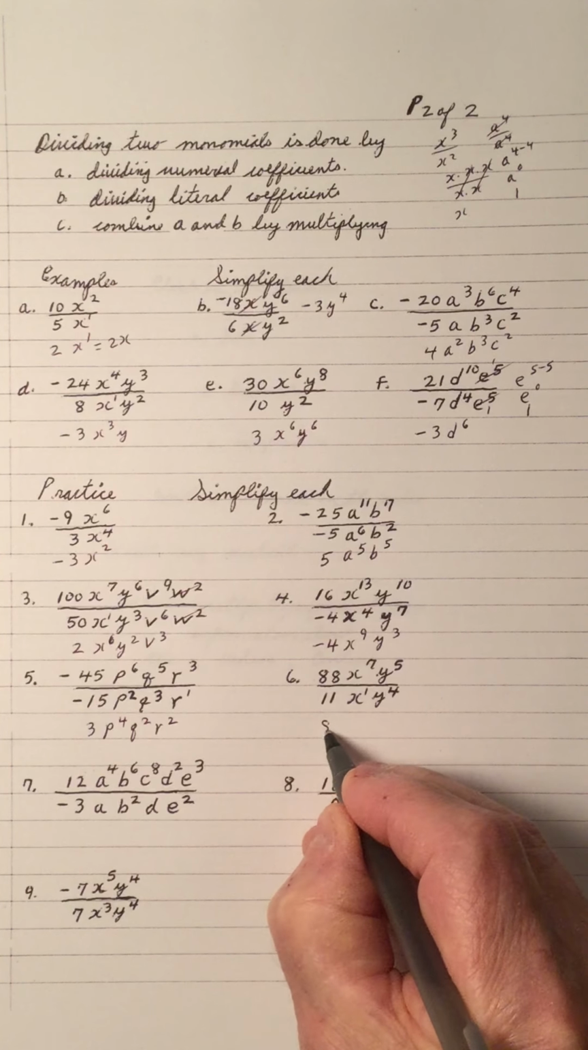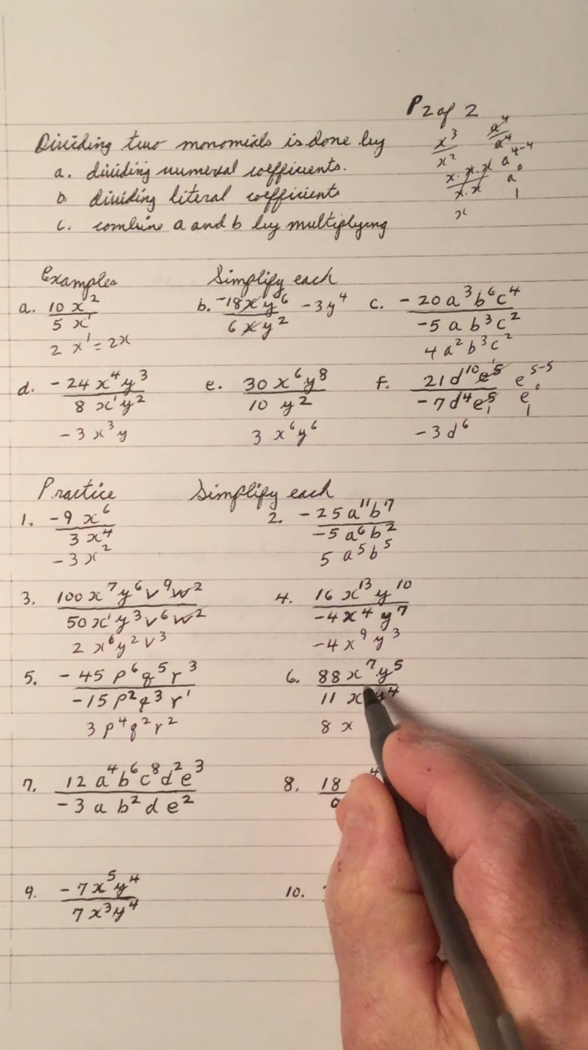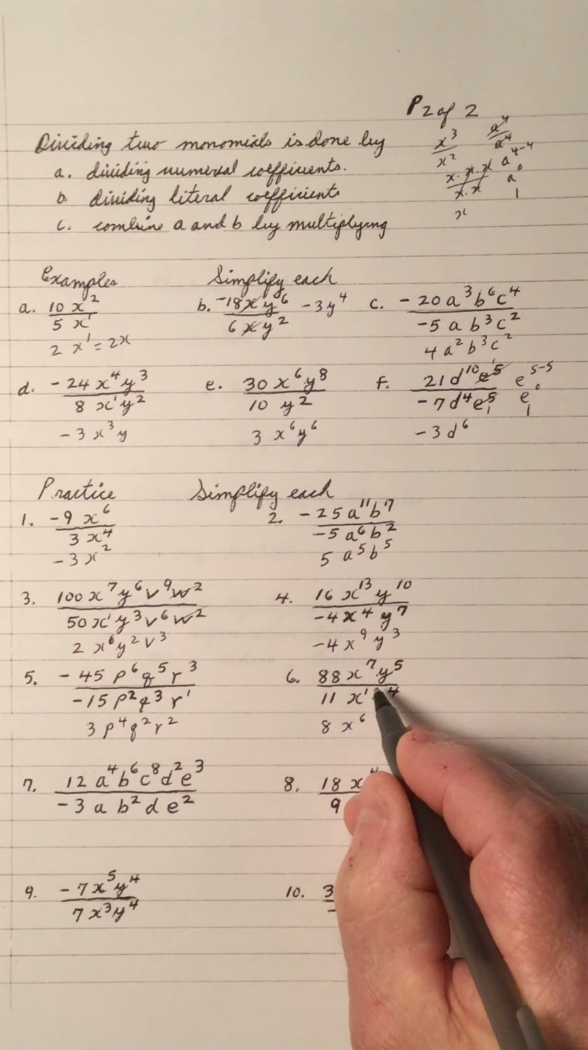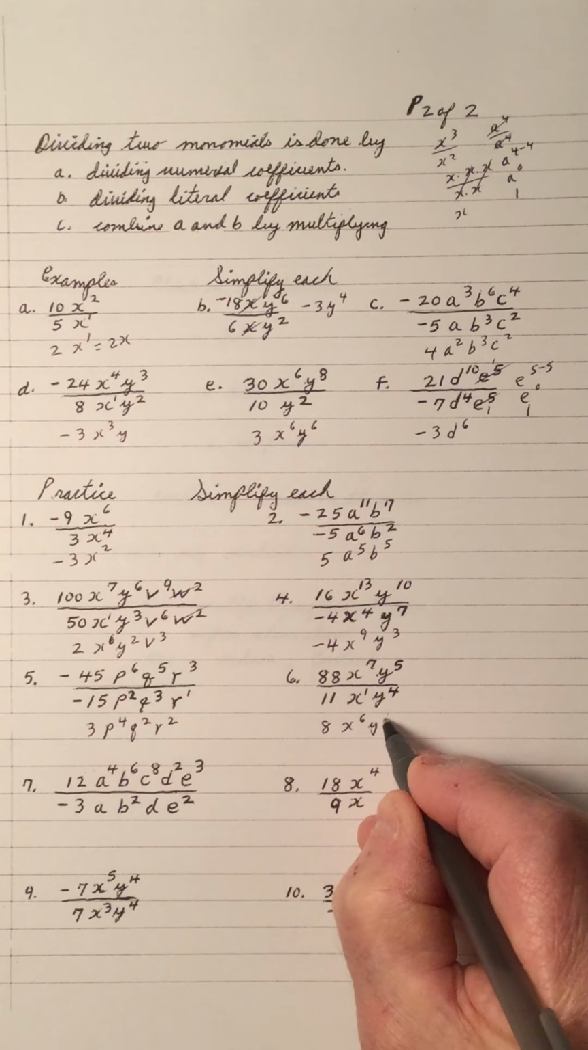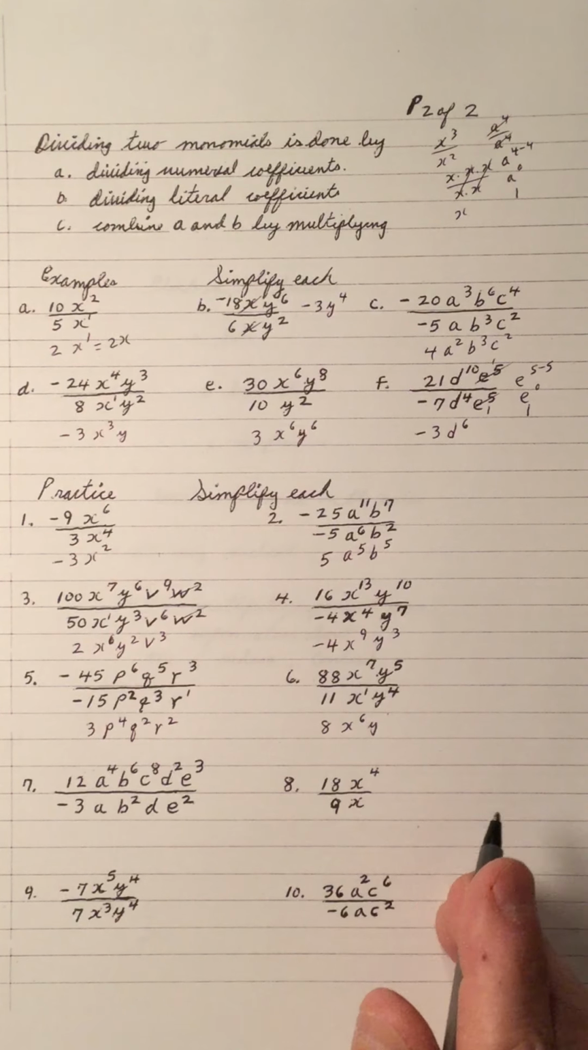88 divided by 11 is 8. And X is top and bottom, we subtract 6. And the Y's are top and bottom, so we subtract. We get a 1, but I won't put the 1 in. I could put the 1 there, but you won't see it.